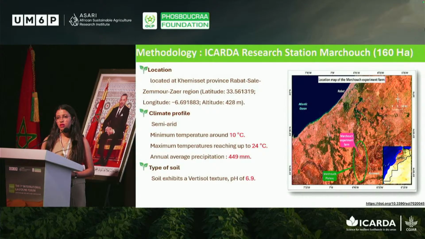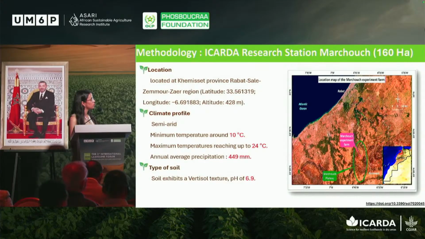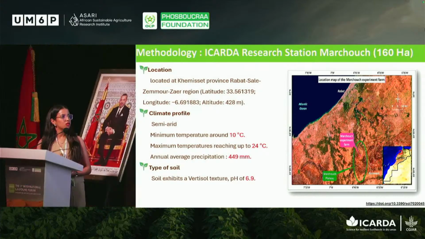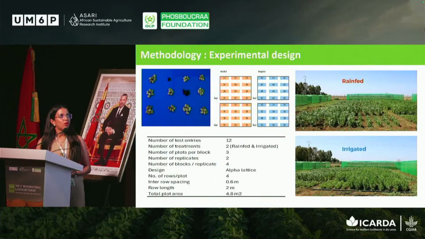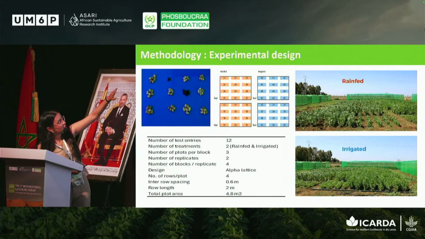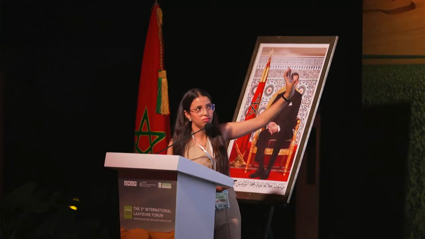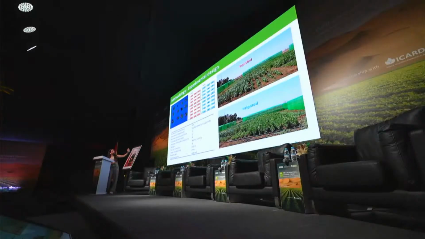Our experiment was conducted at the field station of ICARDA Marchouch, located in Khemisset province, characterized by a semi-arid climate and also a vertisol type of soil. Our experimental design has 12 genotypes, mini-core varieties selected from a large diversity panel based on their seed size. We have major type and minor type. Those entries were planted in an alpha lattice design, and two treatments were applied, irrigated and rain-fed.